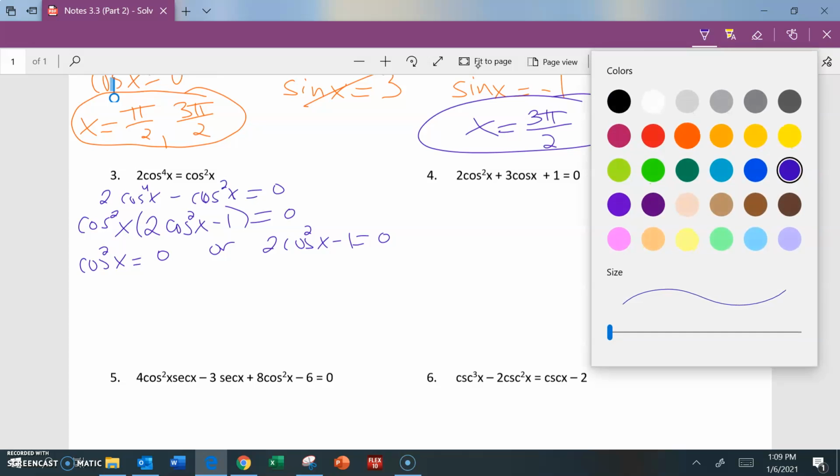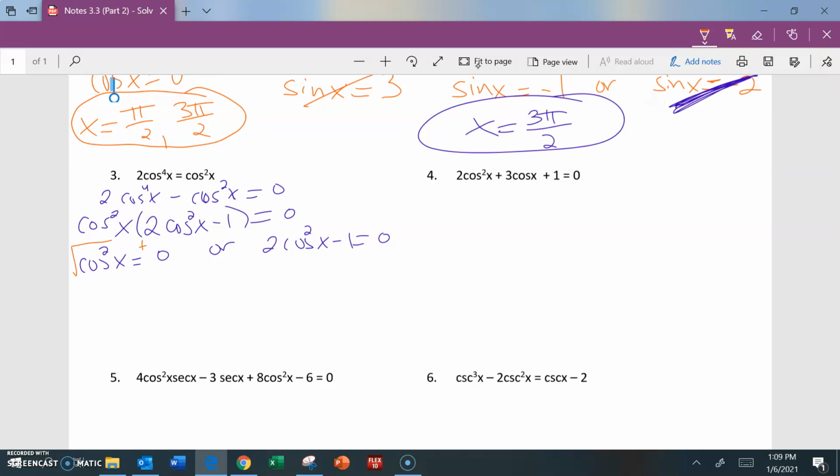So once again, I'm going to take the square root of both sides, and we love having cosine of x equals 0 because we actually just did it up above. So that means x is pi over 2 or 3 pi over 2. But then we have to solve this 2 times cosine squared x minus 1 equals 0 equation. So that would be cosine squared of x equals a positive 1/2. So I have to square root both sides.